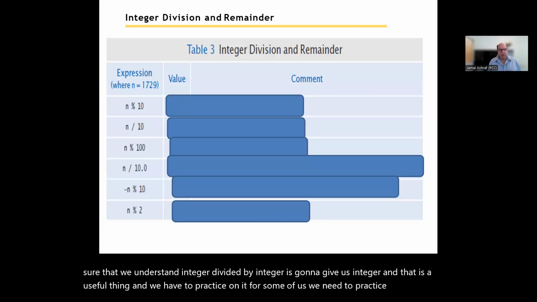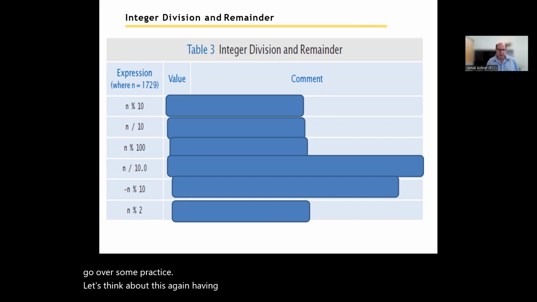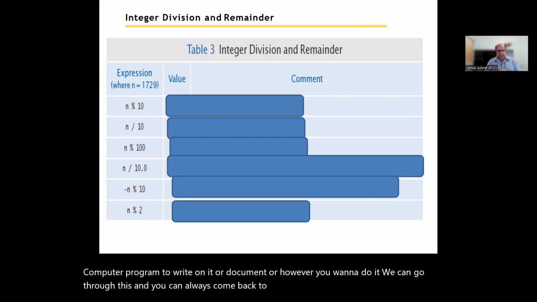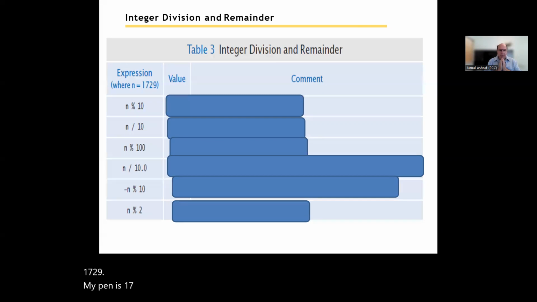Okay, let's go over some practice. Let's think about this. Again, have a paper and pen or some kind of computer program to write on, or a document, however you want to do it. We can go through this and you can always come back to this and try it again. So my N right now is 1729. I'm doing percent 10. That means I'm going to divide it by 10 and I'm going to get the remainder.